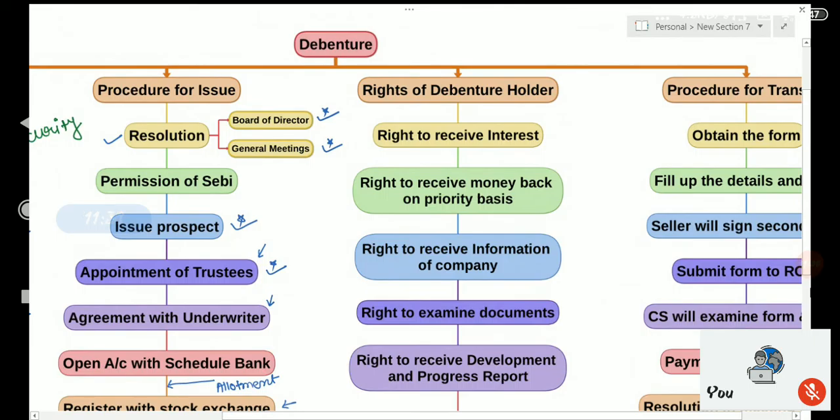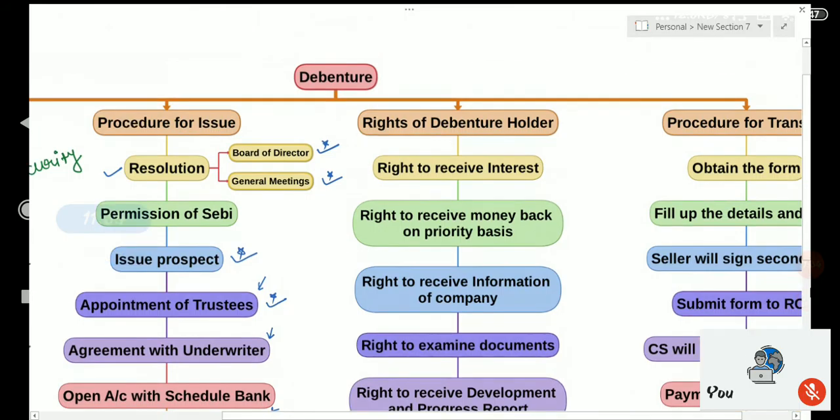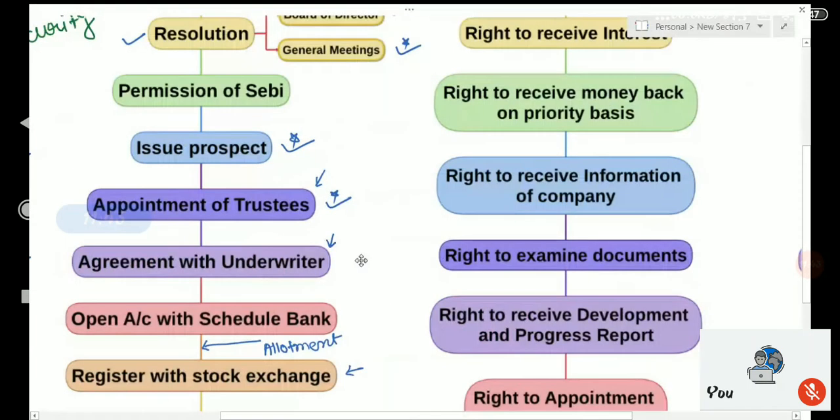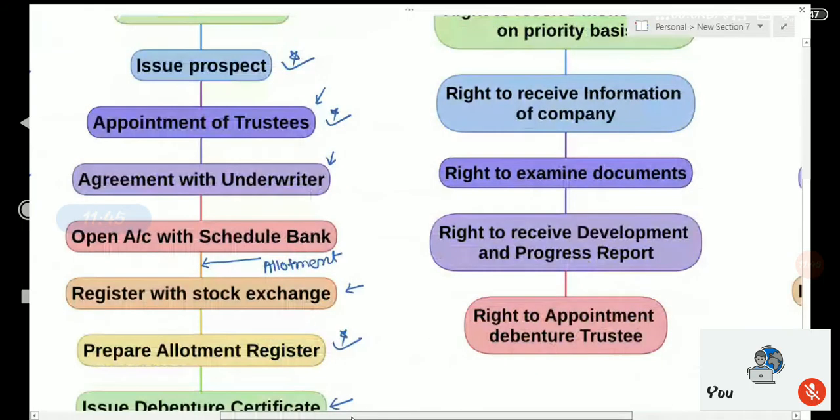Okay, they need assurance whether their amount is safe or not. So they have the right to examine the documents of the company after paying some requisite fees. If the company is asking for some kind of fees, then debenture holders are obliged to pay. Okay, they have to pay the fees. So that is also a right.